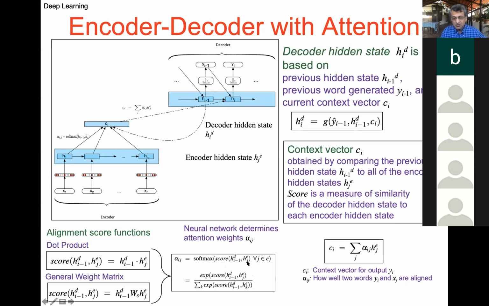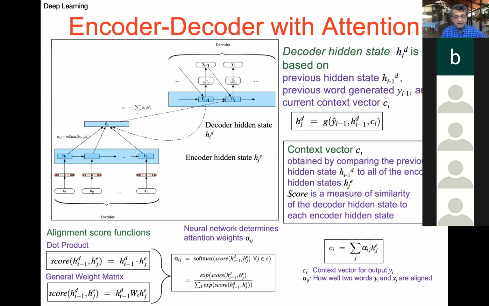So it is based on a score. And what is a score? Score is defined over here. There are many definitions of score. One is called the dot product score. The other one is a general weight matrix. Those are two popular ones. There are about half a dozen in one of my tables coming up. So this is a score, between h_{i-1} of the decoder and h_j of the encoder.